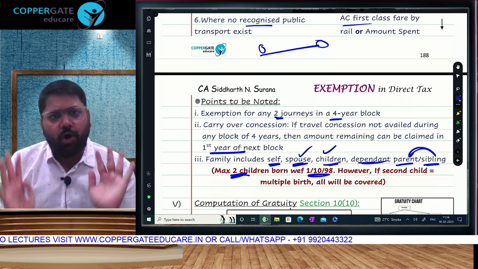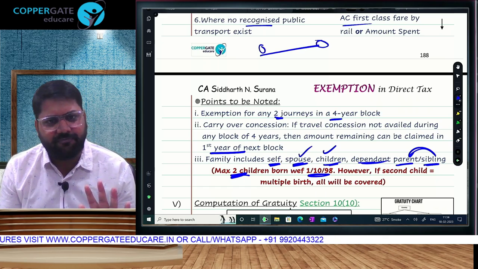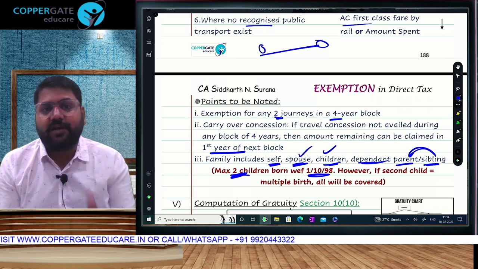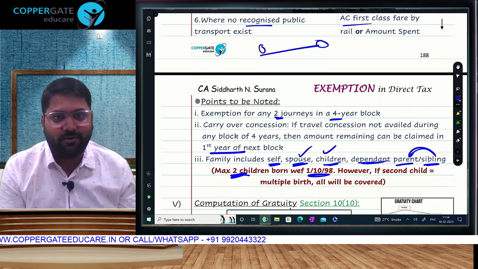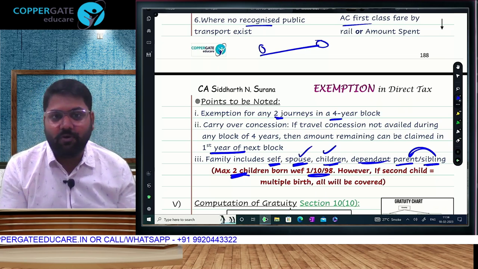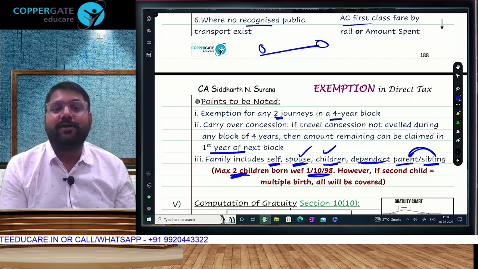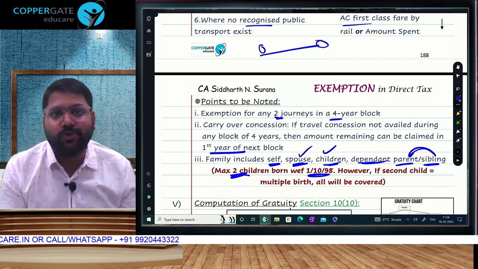For the before ones, you have taken all. Supposedly you have 5 or 50, all the children before you have taken. After that, you got one child. Till now one is allowed, so you take. Then you go for one more child. In that second birth you get twins or triplets. Now that is not under your control.